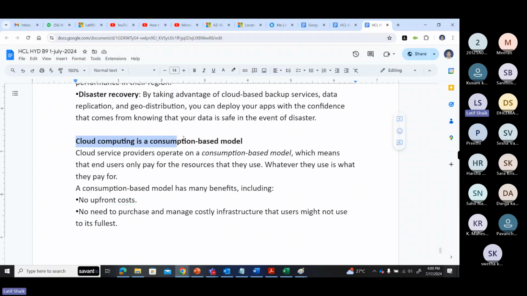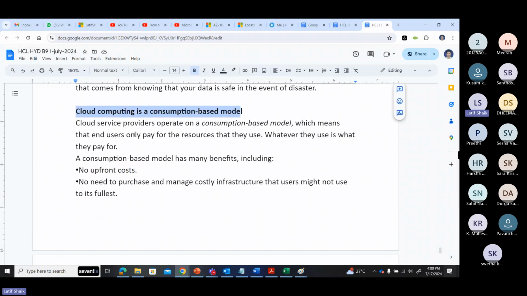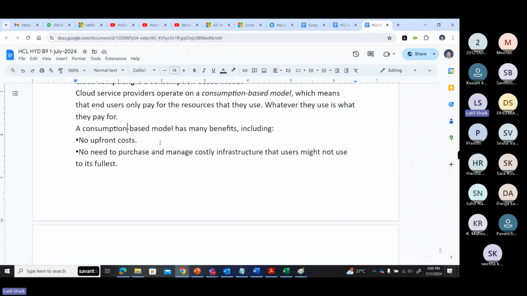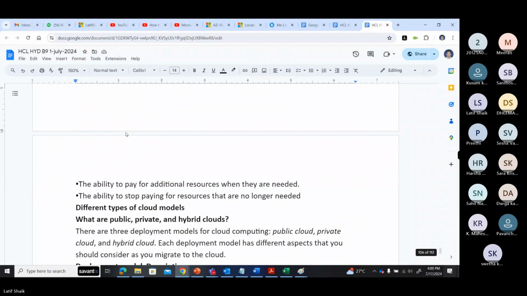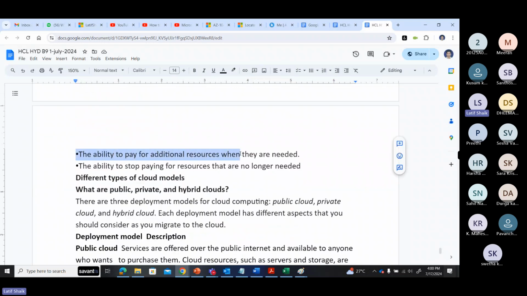Okay, cloud compute is a consumption based model. Service provider operates on a consumption model, which means the end user only pays for resources they use. Whatever they use is what they pay for. Consumption based model benefits include no upfront cost, means no capital expenditure. No need to purchase and manage costly infrastructure that the user might not use to the fullest. You buy servers and all, but you may not use that much capacity. And ability to pay for additional resources when they are required.